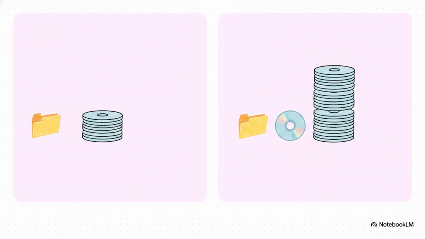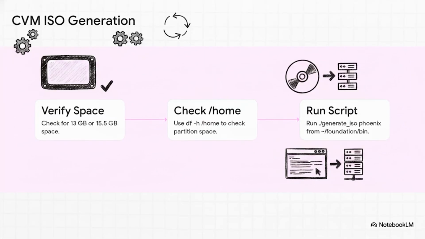Why the extra 2.5 gigs? Because the hypervisor binary has to be fully unpacked and bundled alongside AOS during the process. Do not mix those two numbers up on test day. So the crucial point here is following the exact sequential steps to make sure your CVM doesn't just crash while building the payload. Step 1 is verifying you have that 13 or 15.5 gigs of space.